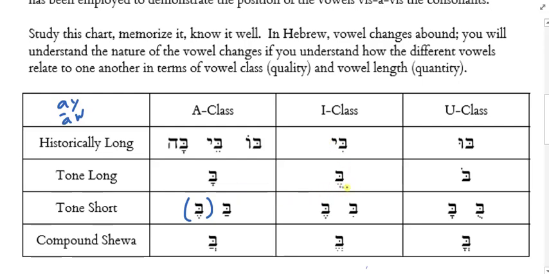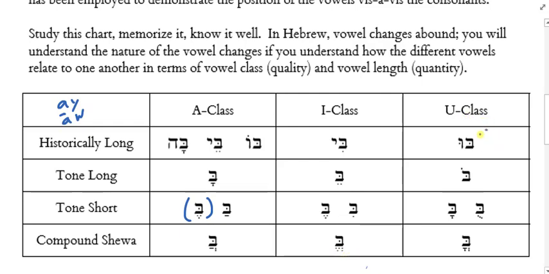For the I-class vowels, my historically long I-class vowel is the Hiriq Yod, bi. The tone long is Tsere, be. And then the tone short is Hiriq and Segol. Both of these are going to be used to represent the short I-class vowel. So if I have a Tsere that needs to become short, well, either of these two are possible. And then my compound sheva is the Hataf Segol, the compound sheva with the Segol element.